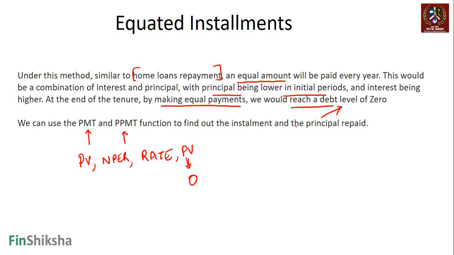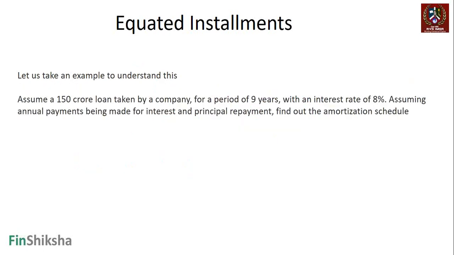The debt is becoming 0 at the end of this entire tenure, right? That's an equated installment scenario. How do we model it, right? Let's take an example. Assume a rupees 150 crore loan taken by a company for a period of 9 years with an interest rate of 8%. Assuming that annual payments are being made for interest and principal repayment, find out the entire loan amortization schedule, right?